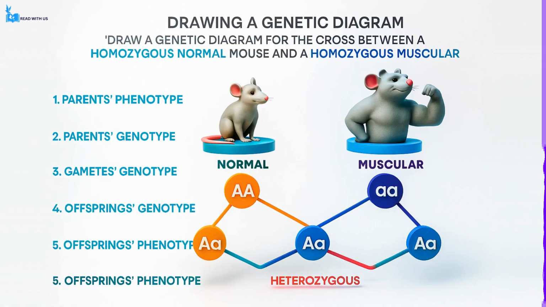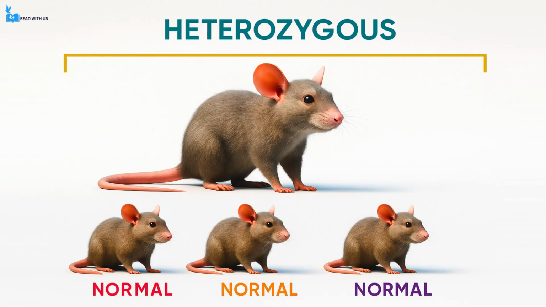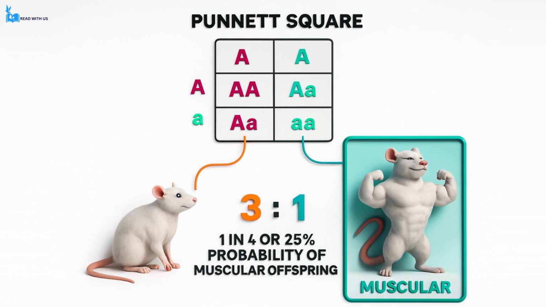In this particular cross, every combination results in a heterozygous genotype of capital A and lowercase a. These heterozygous offspring will all have the normal phenotype because the dominant allele is expressed even in the presence of the recessive one. Another way to represent this is by using a Punnett square, which is a simple 2 by 2 grid that displays all possible combinations of gametes.